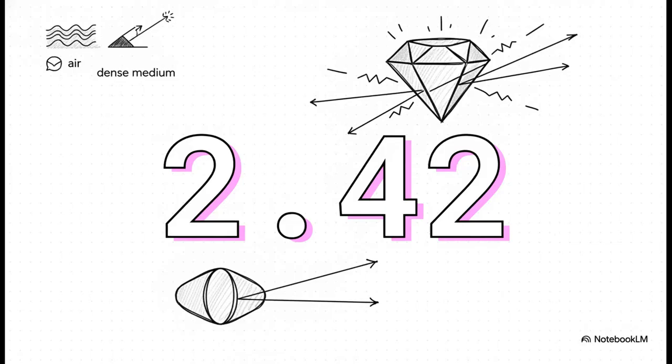Before we wrap up, I want to point out one particularly beautiful real-world example, the number 2.42. This is the incredibly high refractive index of a diamond. Because this number is so high compared to air, light entering a diamond is slowed down massively and bent extremely sharply. This intense bending causes the light to undergo multiple internal reflections. It basically bounces around inside the gemstone before finally emerging. This is the exact physics behind a diamond's exceptional fire, brilliance, and sparkle. It's just math, making things beautiful.